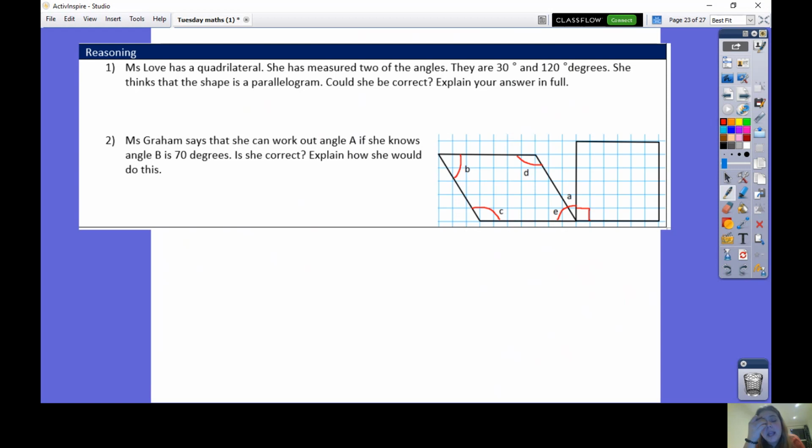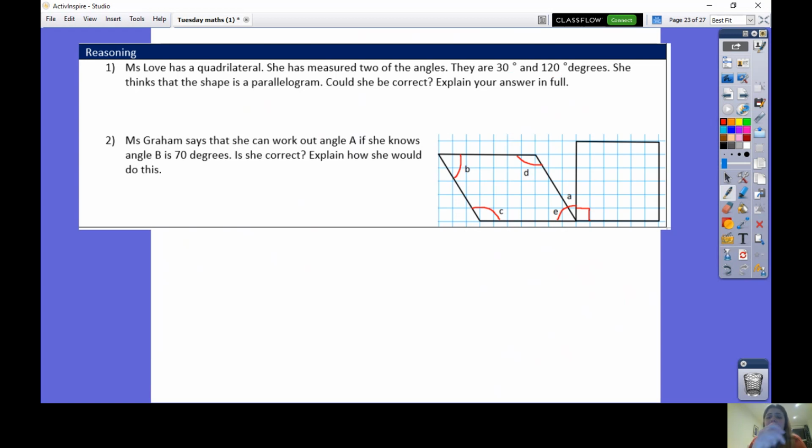Here's question 1. Miss Love has a quadrilateral. She has measured 2 of the angles. They are 30 degrees and 120 degrees. She thinks that the shape could be a parallelogram. Could she be correct? Remember to explain your answer in full.